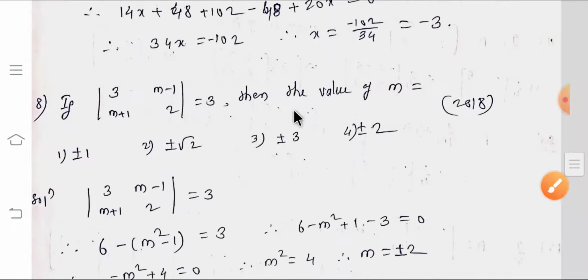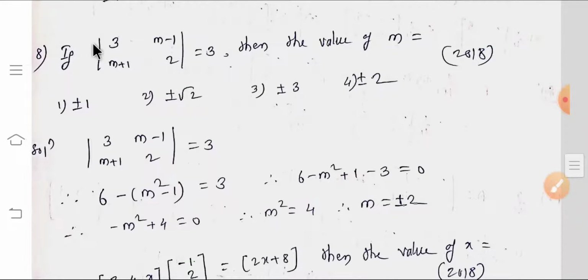Next example: if the determinant [3 m-1; m+1 2] equals 3, then the value of m equals? We find the value of m. Directly we expand the determinant: 3 times 2 is 6, minus (m minus 1) into (m plus 1), which is m square minus 1, by the formula (a plus b)(a minus b) equals a square minus b square. So m square minus 1 equal to 3.